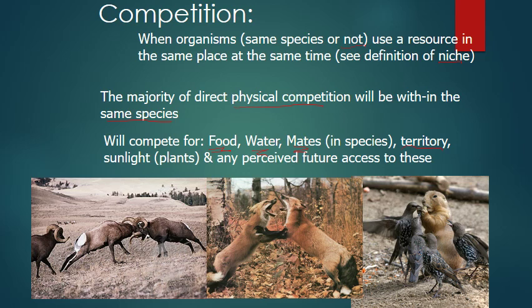In terms of animals, they'll also compete for any perceived future access to these items, especially with regards to mate competition. Like these rams over here, they're probably competing for a mate, but the mate may not necessarily be anywhere near there yet. They may be competing just for a basic hierarchy system. These foxes, again, I don't know if they're competing for a mate. They could be competing for territory. And of course, these guys over here on the right are probably competing for food. But again, competition is usually within the same species. It's very rare to see too much of it cross species lines by comparison.